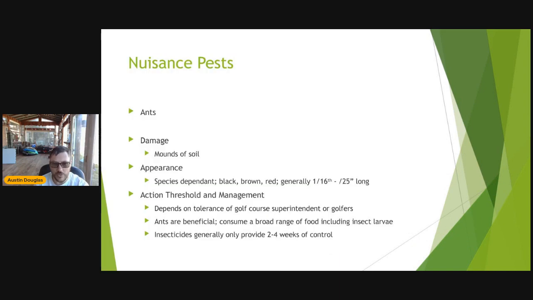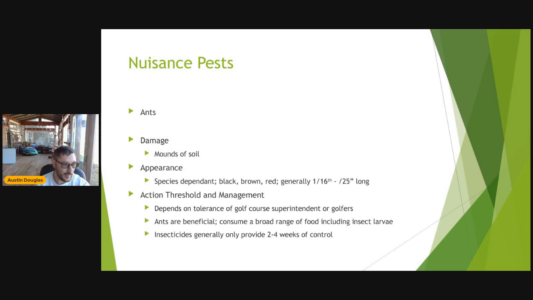So now we're going to talk about nuisance pests. Remember, we had some pests that actually feed and cause damage, and then we have pests that are just nuisance pests. I didn't put a picture of ants on here because I think everyone in the world has probably seen an ant. And their damage is mainly going to be due to mounds of soil, right? You're going to see those mounds build up in the turf, and it looks unsightly. Again, not as bad in a residential setting, but it can happen. Mainly, it's going to be an issue on golf courses.